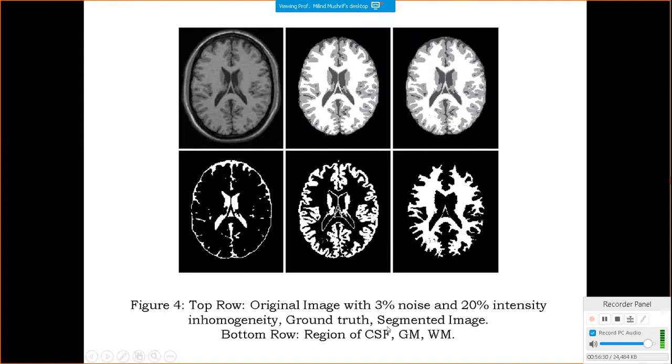So these are the results. In the top row, the original image with 3% noise and 20% intensity inhomogeneity is shown. The second one in the top row is the ground truth image, and the third one is the segmented image obtained using the algorithm that we just discussed. In the second row, the three different segments are shown: CSF, gray matter, and white matter. You can see that gray matter and white matter are properly segmented, which we could not get with a conventional SCM algorithm. So we get a better segmentation using this algorithm.